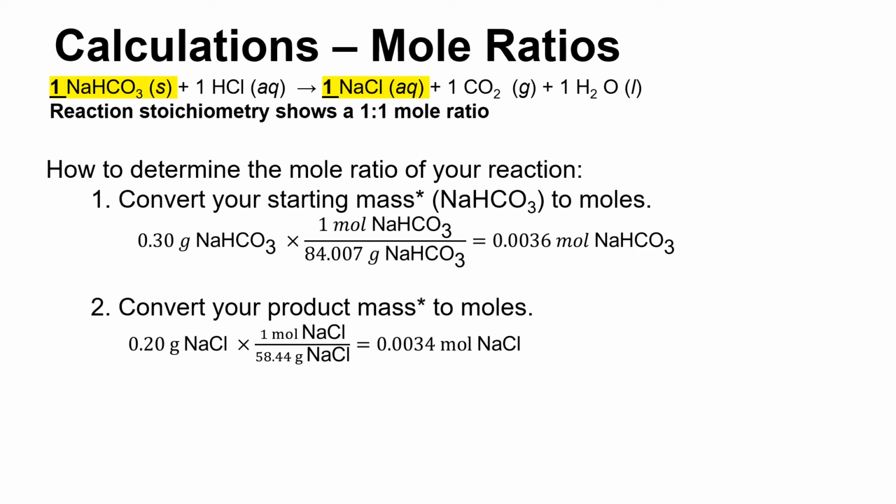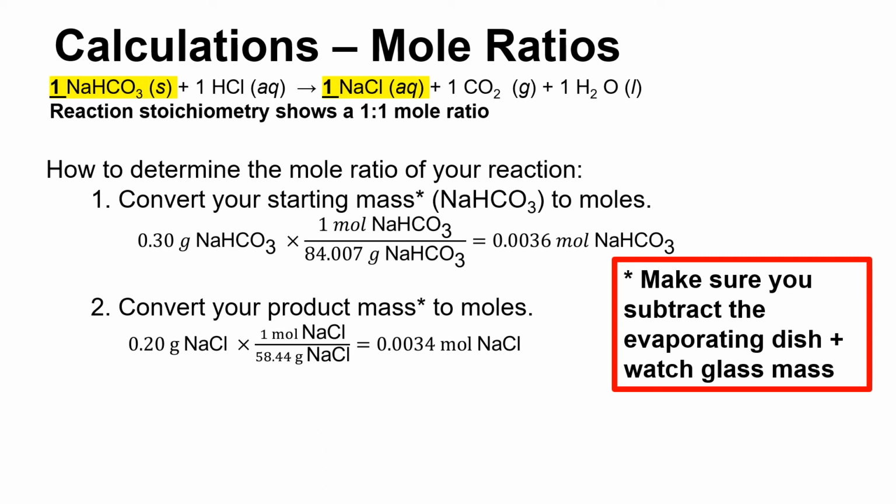Then we will convert the product mass to moles. So same thing, however much salt we end up with at the end, we'll divide that mass by the molecular weight, and we can figure out how many moles we have. Very important note, make sure you subtract the evaporating dish and watch glass mass, otherwise your numbers will be really crazy. So make sure that's always subtracted when you're finding the mass of things.